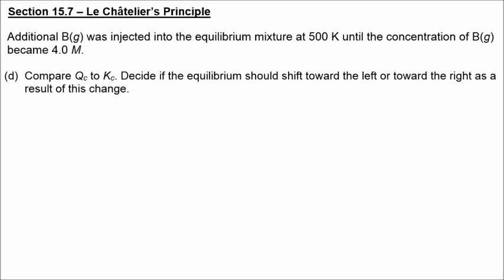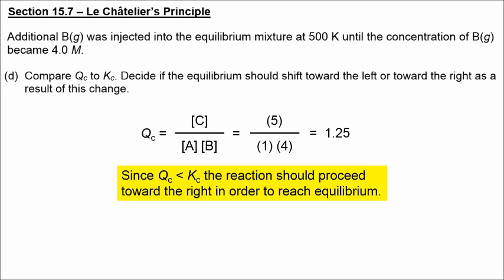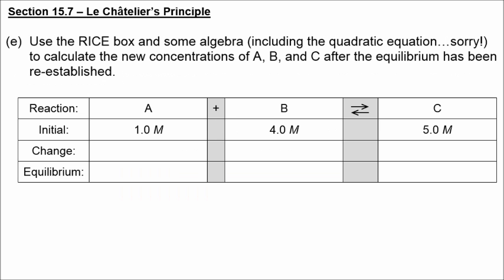They added more of substance B until the concentration became 4 molar. So now we have to plug in the numbers currently, which is 5 divided by 1 times 4. So we have a new number for concentration of B, and we get 1.25. Since Q is less than K, the equilibrium is going to be achieved by shifting the reaction toward the right. So Q is less than K. Let's go ahead and use our Rice box and figure out what happens as the equilibrium is achieved. We're shifting the reaction from left to right.